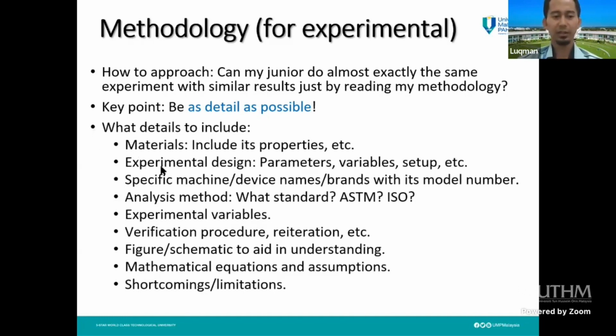So this detailing includes materials, experimental design, analysis method, experimental variables, verification, and figure schematic. If it's difficult to explain by words, then maybe you could use schematics in order to convey the message. And then maybe also shortcomings and limitations. In some cases we can explain upfront that, even though we have this limitation, that's why this data may not be available. It's lacking in one particular analysis, you can mention it.